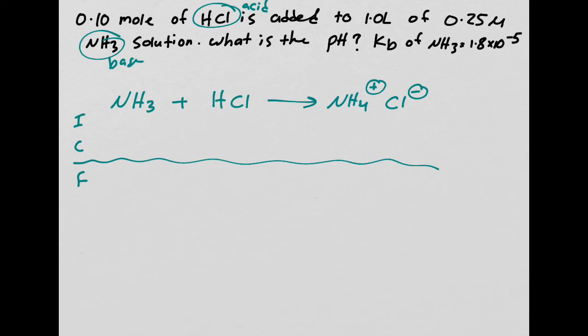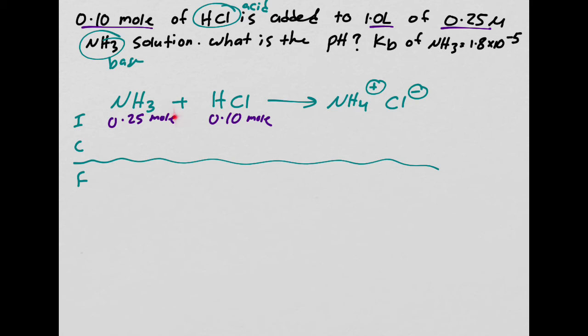Okay, so I have to do moles. I give you moles, which is kind of nice. I have 0.10 moles of HCl, and this is molarity, but it's 1 liter. So it would be 0.25 moles of ammonia. I also have to do a limiting reagent. So acid base, 1 arrow, moles, limiting reagent, ICF.